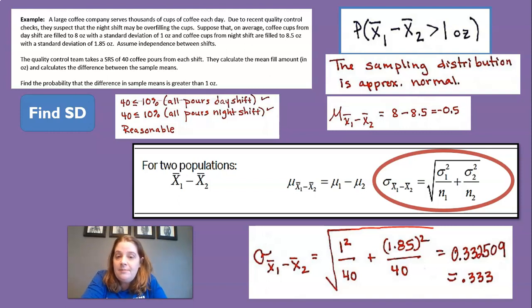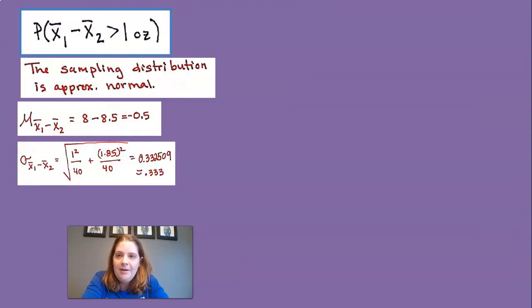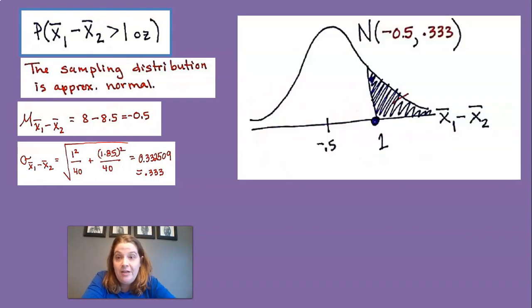So I'm going to compute this in my calculator. I'm going to do the square root of standard deviation squared, 1 squared over 40, plus standard deviation squared, 1.85 squared over 40, and then a square root, and I end up with about 0.333. All right, so I'm looking for this probability. I know the distribution's normal. I have the mean. I have the standard deviation. I'm ready to draw a picture.